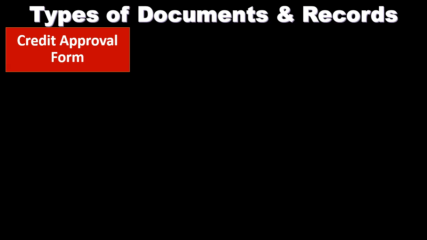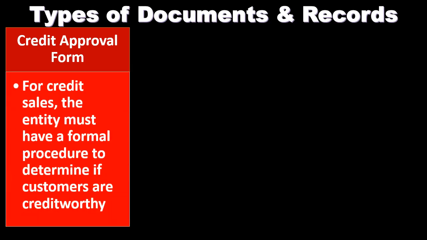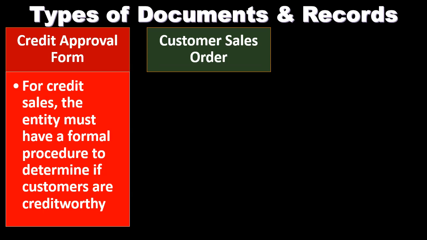So, types of documents and records. We've got the credit approval form for credit sales. If we have a credit sale, a sale on credit where we haven't gotten cash up front, the entity must have a formal process to determine if the customers are credit worthy. Depending on the industry and the sales process, there might be a high degree of non-payment. If a credit approval process is in place, there's more likelihood that payment will be received when you make sales on account.